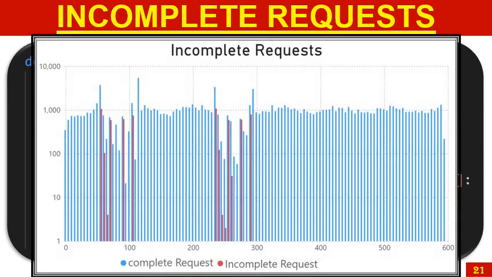In this graph, we see the blue bars showing how many complete requests are seen in a time window. The bars in maroon or red color show the existence of incomplete requests. Now, this existence of incomplete requests is happening only in the time duration in which this slow loris attack was mounted on a server.